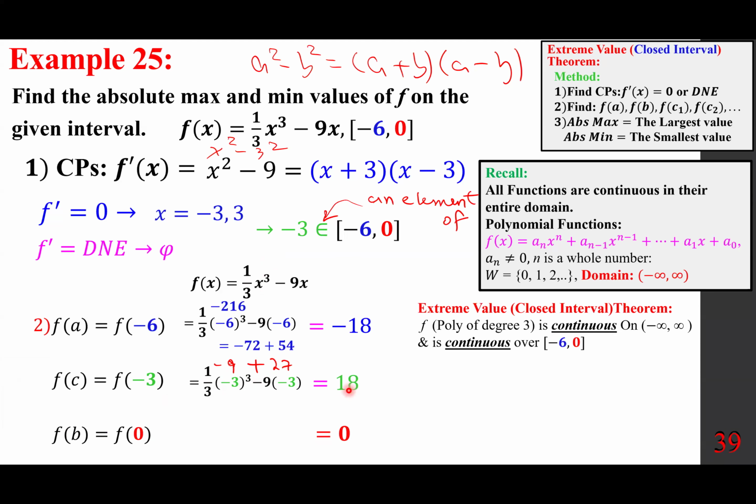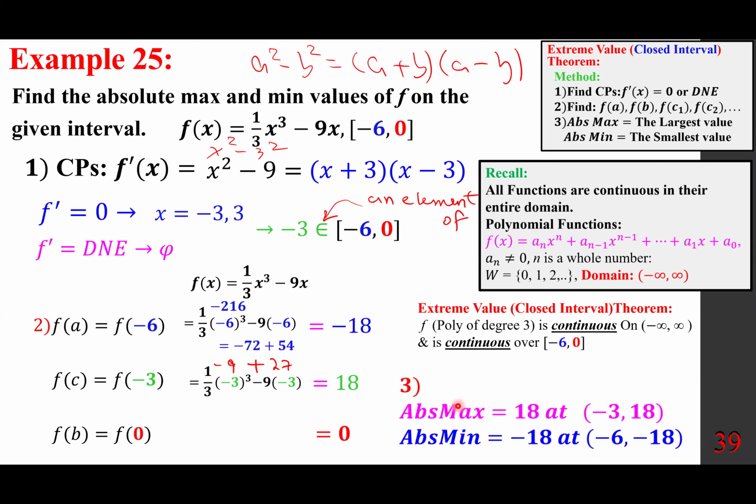Largest value is 18, so absolute max is 18 at this pair. Smallest is negative 18 at this pair, and we write absolute maximum equals 18 at negative 3, comma 18. Absolute minimum is negative 18 at negative 6, negative 18. This is the way I like to write it. You have to answer the way they ask you for credit.